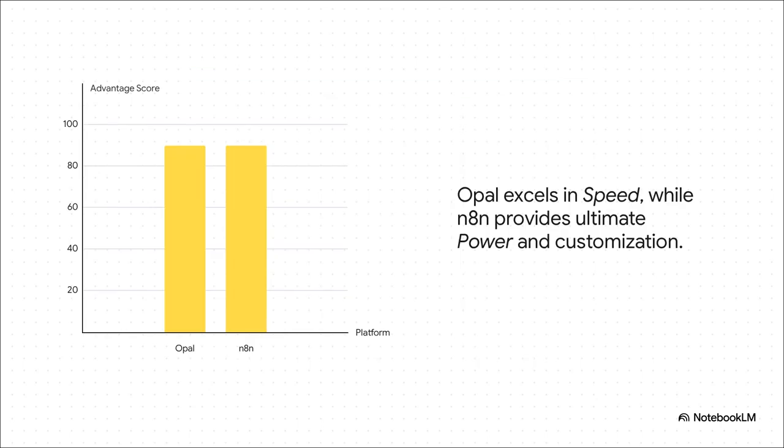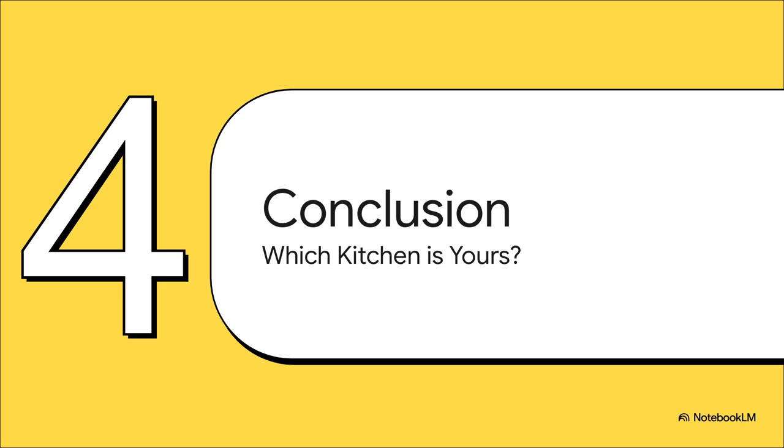So this really brings us to the fundamental trade-off, doesn't it? With Opal, you get incredible speed. Anyone can build a working app in just minutes. With n8n, you're trading that instant simplicity for just immense power and the ability to customize absolutely everything. So we've looked at the philosophies, we've walked through the examples, we've broken down the core differences. The only question left is, which one of these kitchens is the right one for you?